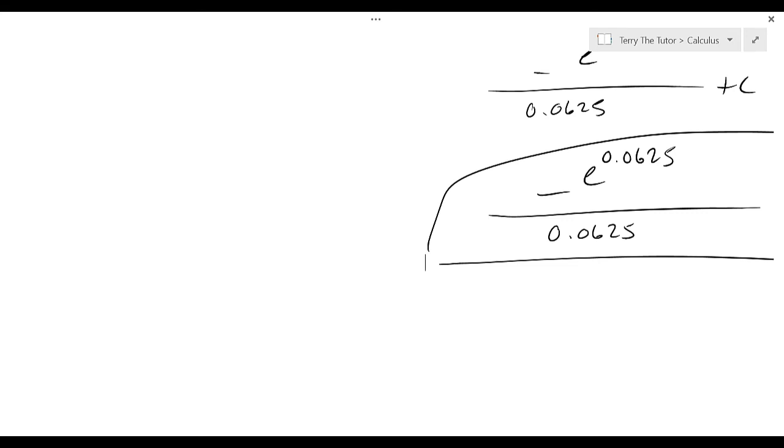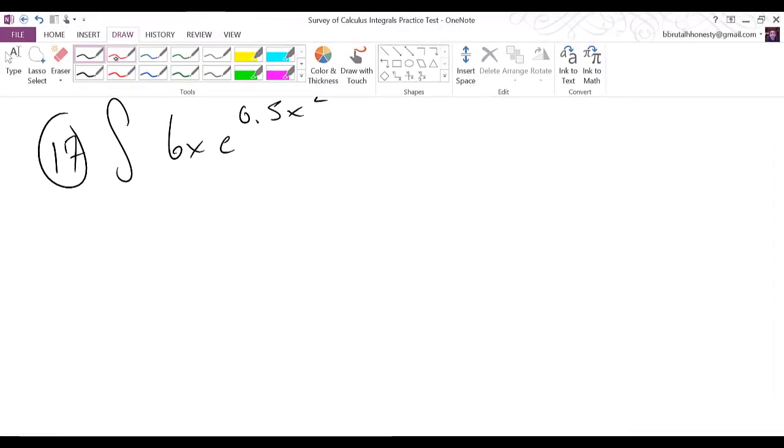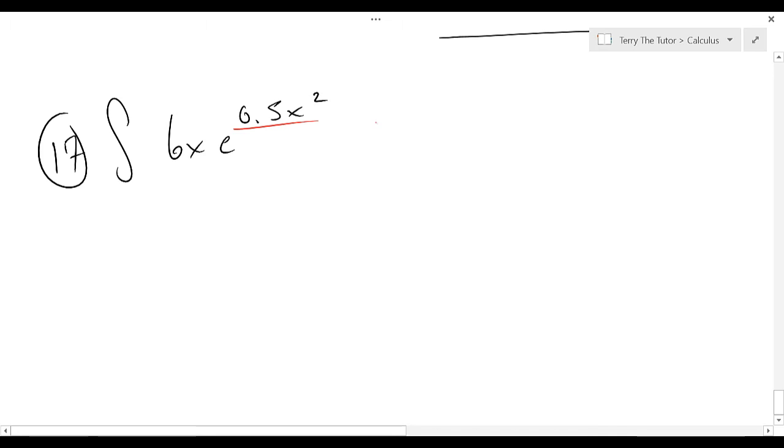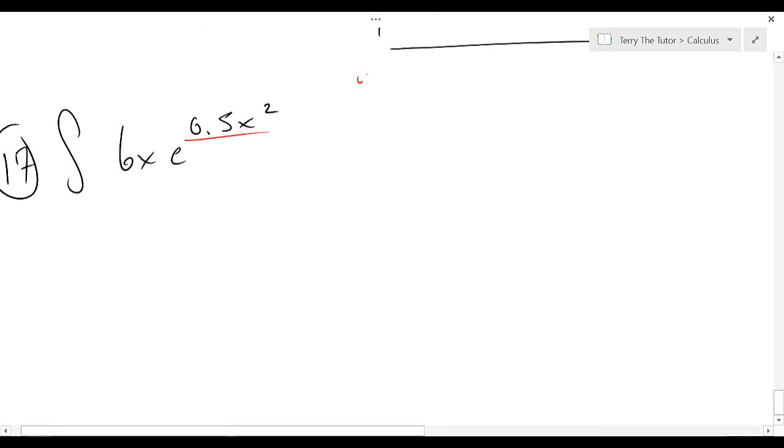Let's look here. Ooh, another fun one, number 17. We've got the integral of 6x e to the 0.5x squared. Well, in the formula, my u is my exponent, so let's go ahead and look at the exponent and set that equal to u. So I've got u equals 0.5x squared. Take the derivative of both sides of this equation, and that equals 2 times 0.5 is 1, so I'm just going to put x dx.